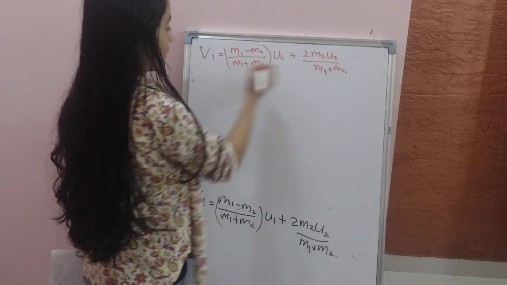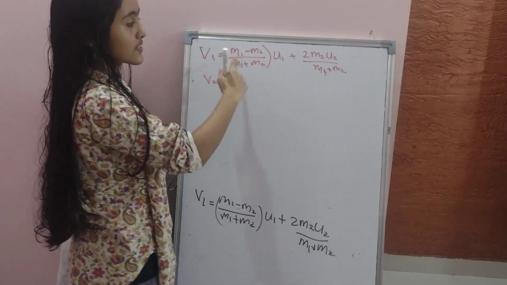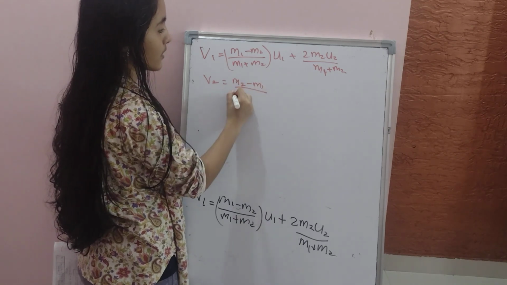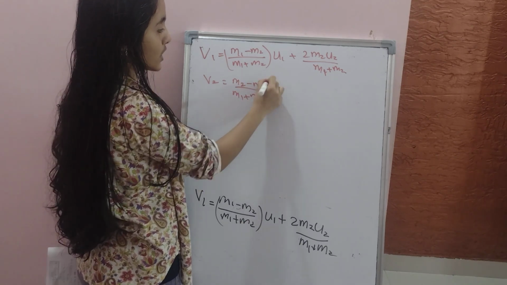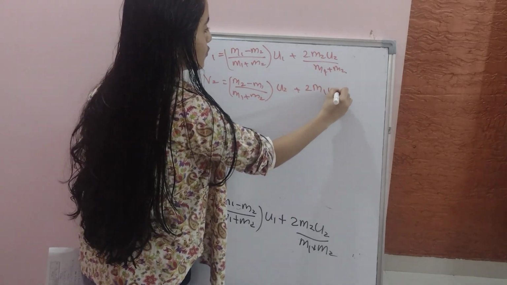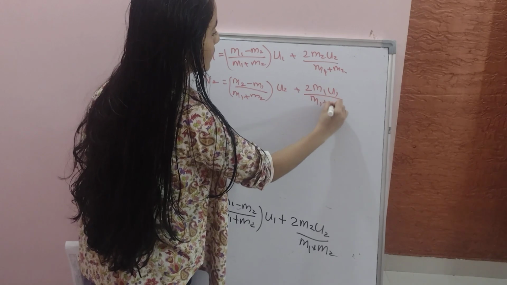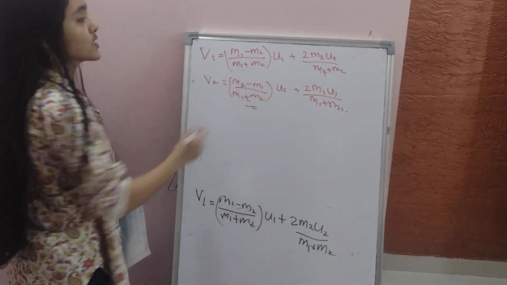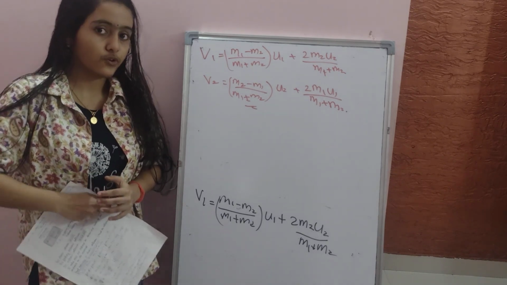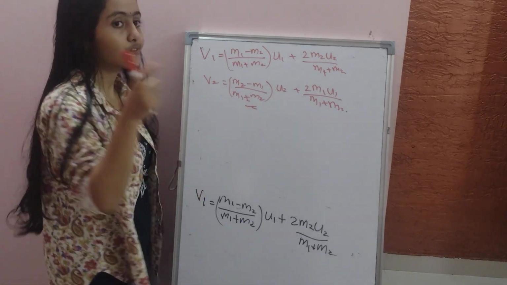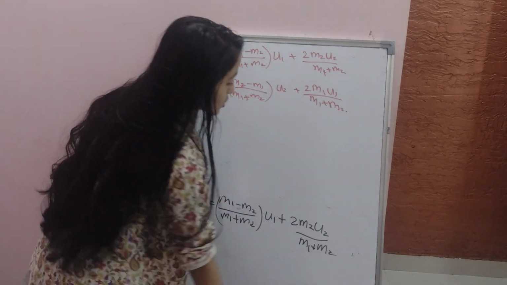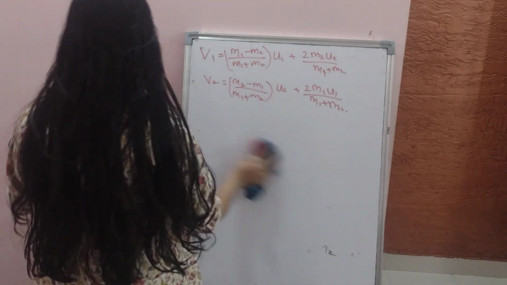It has a pretty clear pattern, so v2 we can just rearrange: m2 minus m1 divided by m1 plus m2 into u2, it's u2 this time, plus 2 m1 u1 divided by m1 plus m2. This is for what? Elastic collision. In inelastic collision, what you have to do is take the momentum conservation equation and the equation of coefficient of restitution and then solve.